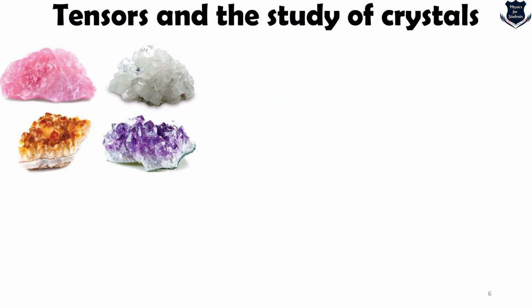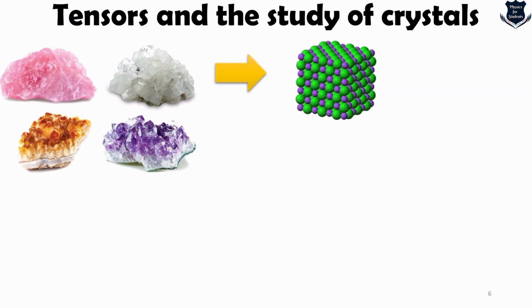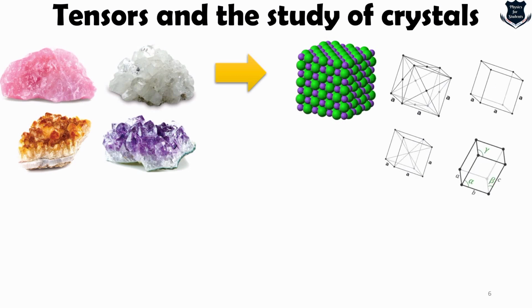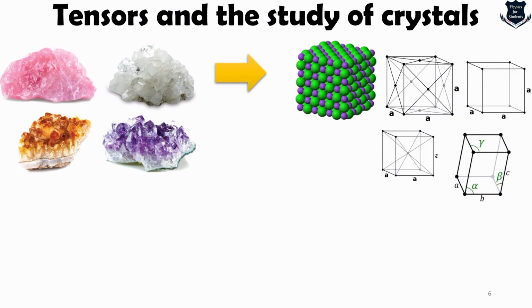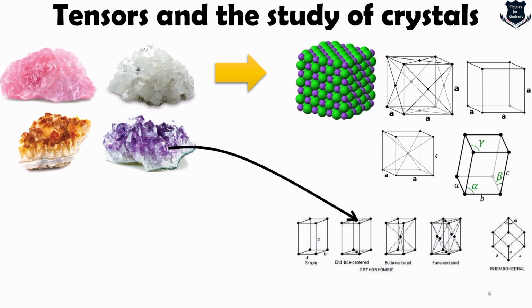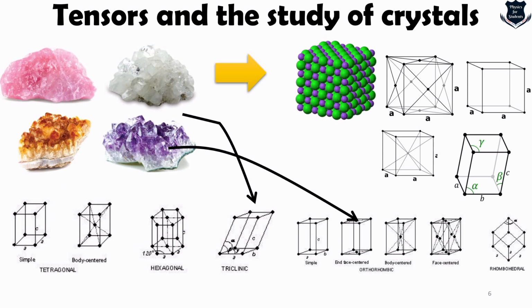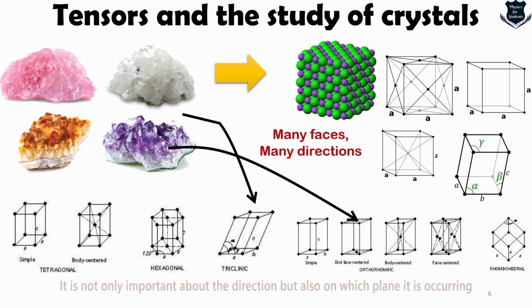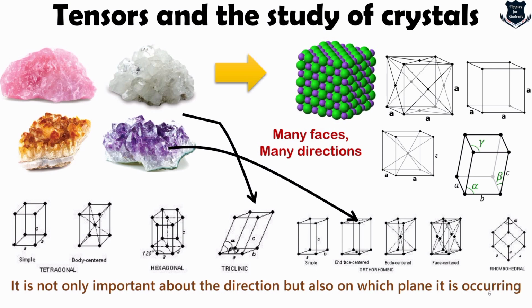We also explained in the last video that tensors actually started with the study of crystals, because crystals come in different dimensions, shapes, sizes, etc. If we try to plot the size of crystals, they become very complex, and with the help of vectors it is not possible. So we need what are called tensors. It has many faces and directions, and it is important not only what the direction is but also on which plane it is occurring.